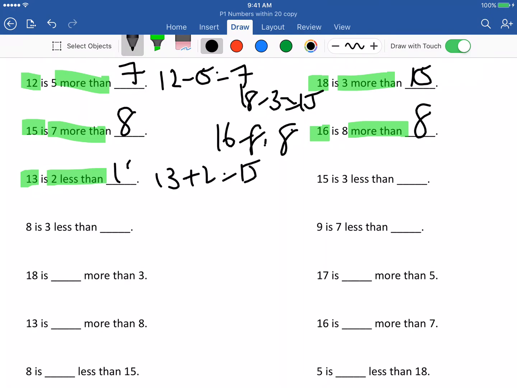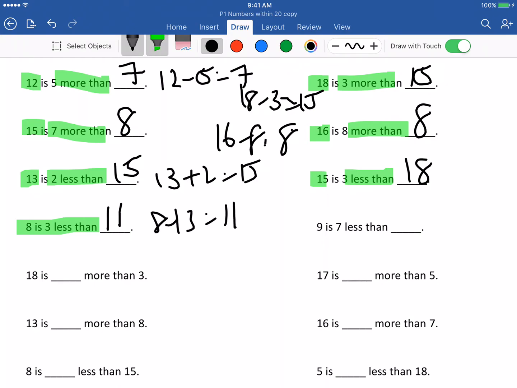Okay, so what I can do is every time we get the answer, I'll put it back in and read the sentence again, to make sure it makes sense. If it doesn't, it means you're doing it the wrong way, so we're going to retry the question. Next one. 15 is 3 less than which number? You take 15 plus 3, which is 18. Next one. 8 is 3 less than 11. 8 plus 3, 11. 9 is 7 less than 16. 9 plus 7.